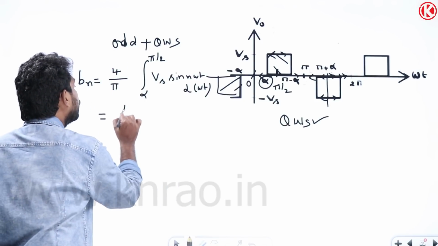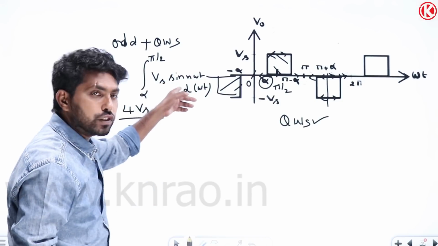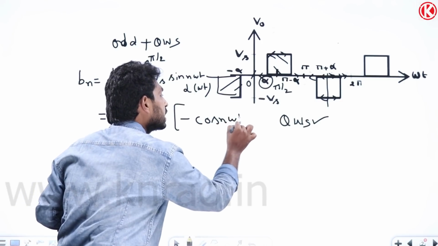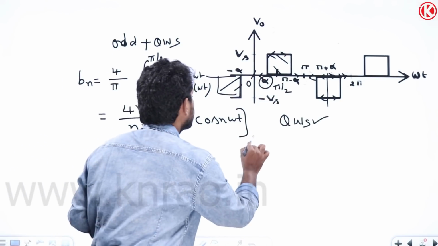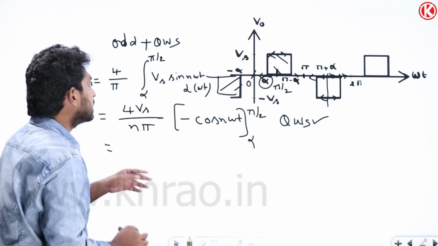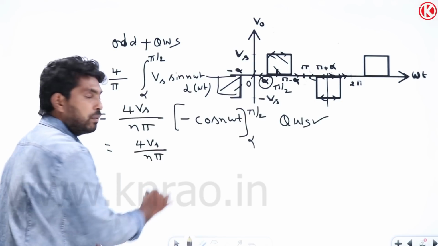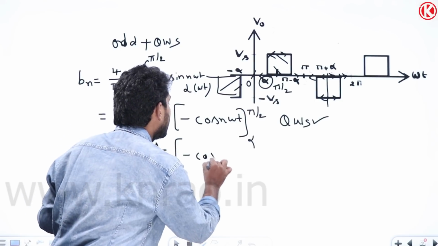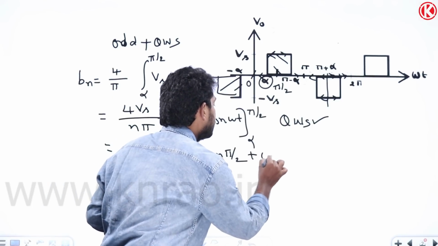So this is equal to 4 Vs by n pi, times minus cos n omega t, with the lower and upper limits alpha to pi by 2. If I substitute, I will get 4 Vs by n pi times minus cos n pi by 2 plus cos alpha.